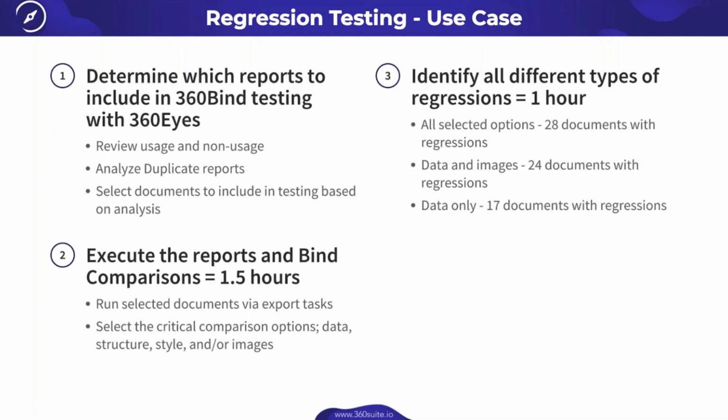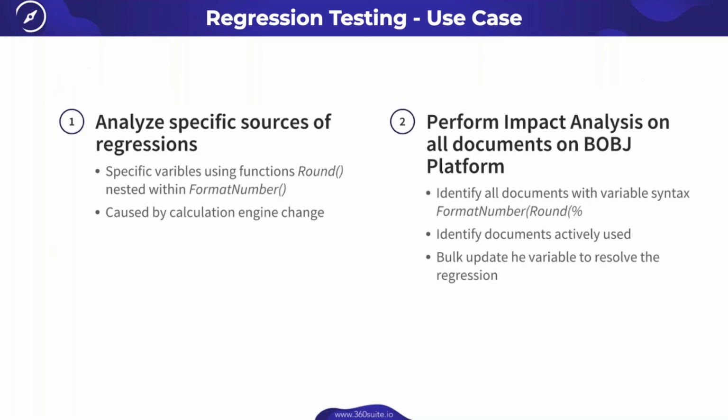Okay, and then out of that testing they did, they found there were 28 documents that had regression. So out of that 240, 24 of them had data and image regressions, which would have been the charts, and then only 17 had data only. So it looks like there were about 7 charts that had some issues, but that is what they found out of the total of their testing.